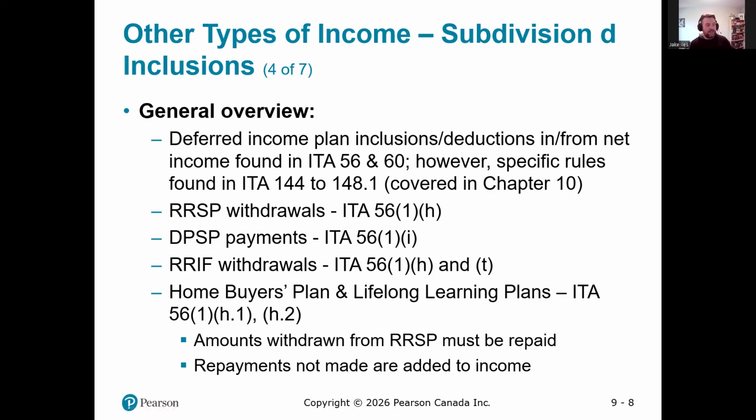Home buyers plan and lifelong learning plans, again, I believe we get into this in the next chapter, is I can withdraw certain amounts from the RSP account and I don't have to include it in income as long as I'm paying it back to the account. So those home buyers plans allow for like a loan against the RSP withdrawals, and as long as I'm making the payments, it won't be included. It's only the amount of repayments that I'm failing to make that will be added to income.